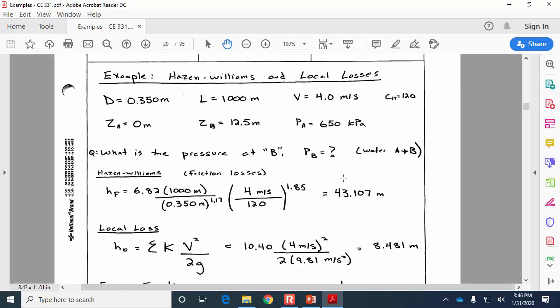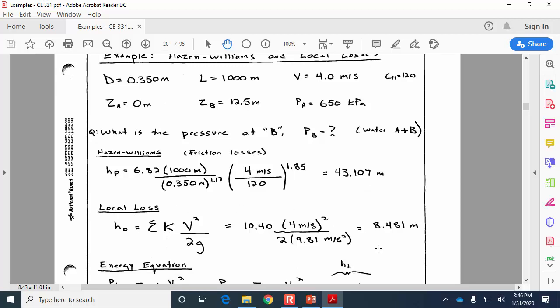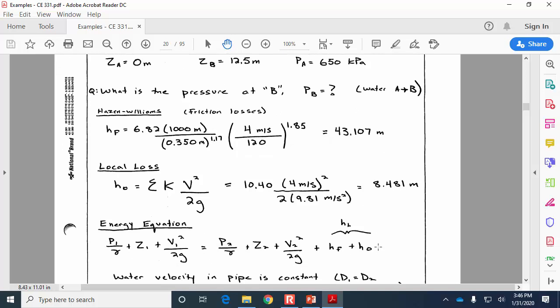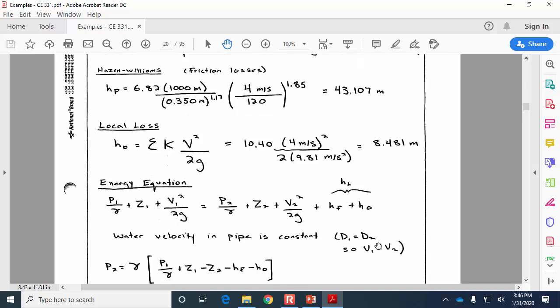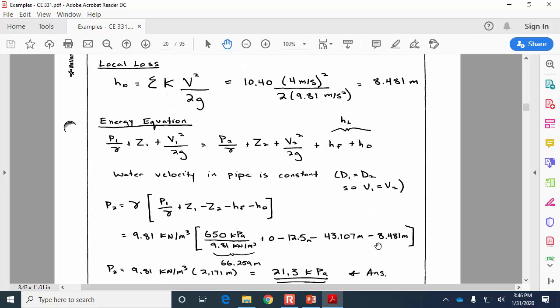Okay, so our friction losses using Hazen-Williams is about 43 meters of head. The local losses is about 8 meters of head. And then we rearrange the energy equation to solve for the unknown pressure at 2.